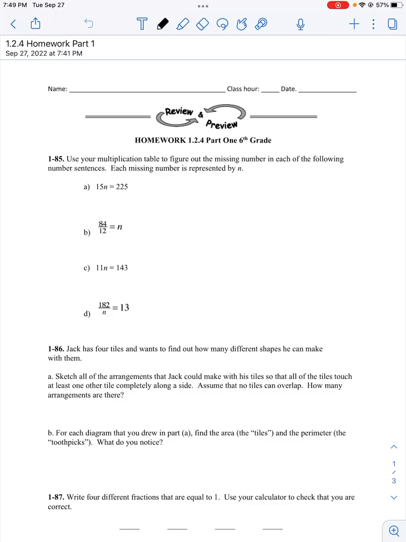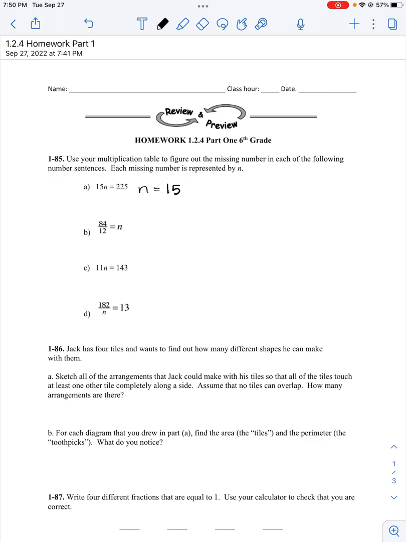Okay, today we're going to go over our CC1 1.2.4 part 1. So problem 85, we need to use our multiplication table to figure out the missing number in each of the following number sentences. Each missing number is represented by an N. So for part A, N is 15 because 15 times 15 is 225.